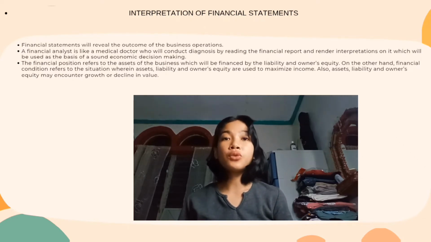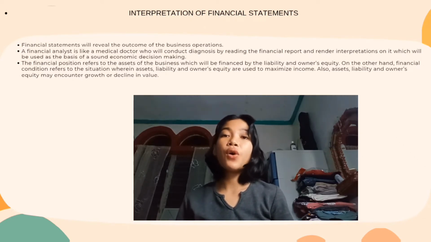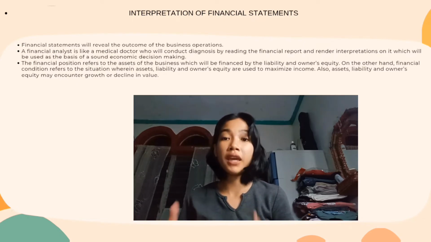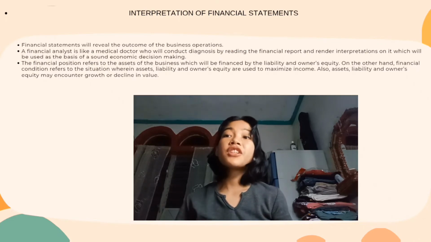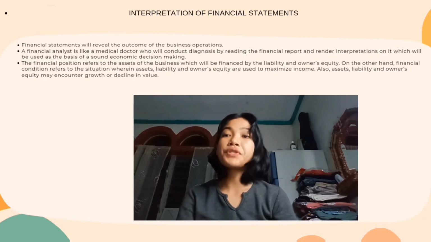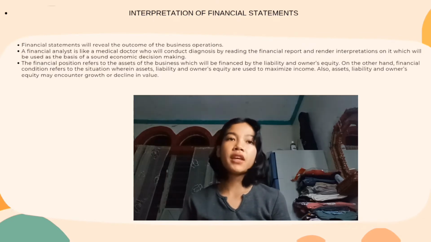So this includes key data on what your company owns and owes and how much money it has made and spent. A financial analyst is like a medical doctor who will conduct diagnosis by reading the financial report and render interpretations on it, which will be used as the basis of sound economic decision making.